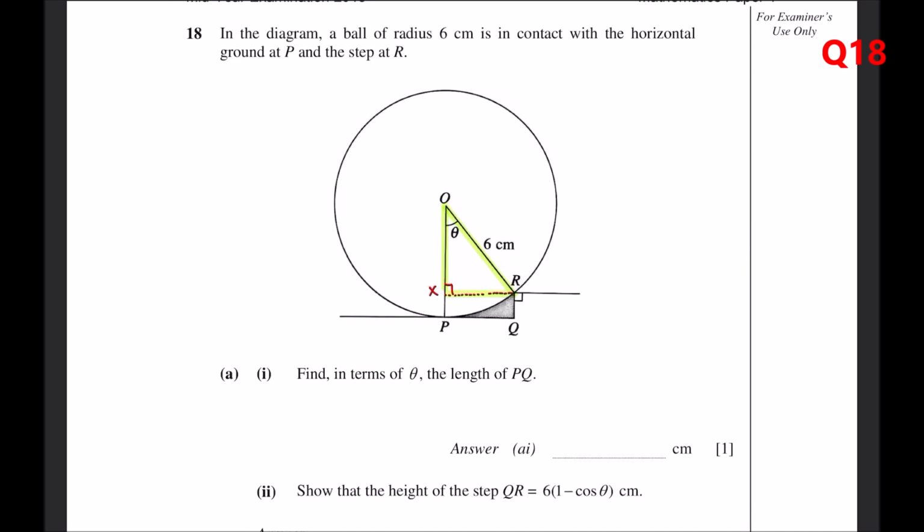You have a right angle triangle. You are given a reference angle theta. So this is the opposite side, the hypotenuse side, and then you have the adjacent side, OX. PQ is the opposite side, so I will make use of sine. Sine theta is the opposite side XR over the hypotenuse, which is 6. So XR is 6 sine theta. In other words, the length of PQ is also 6 sine theta.